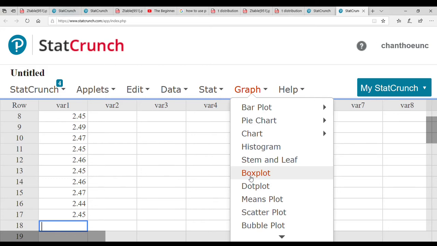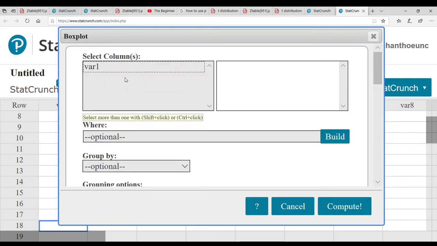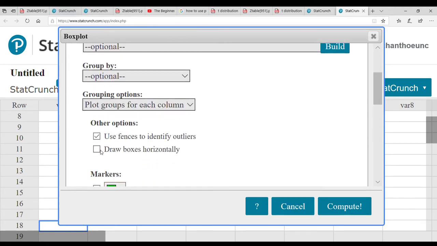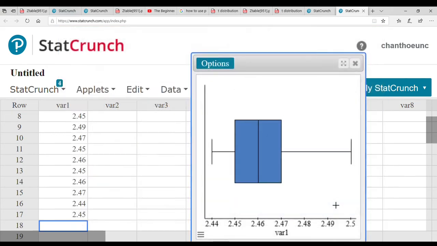Box Plot. I'm going to highlight the variable, and let's draw our box plots horizontally and compute, and we notice that there are no outliers on this graph. So all the conditions are met, and we can do the problem.